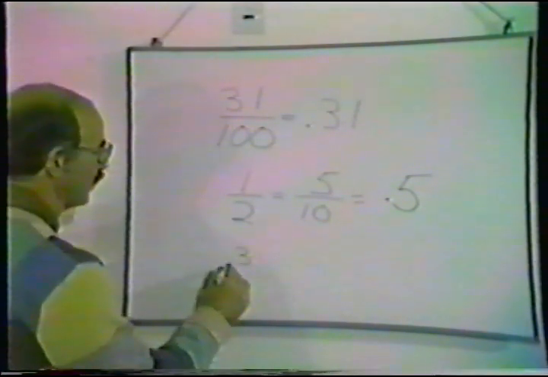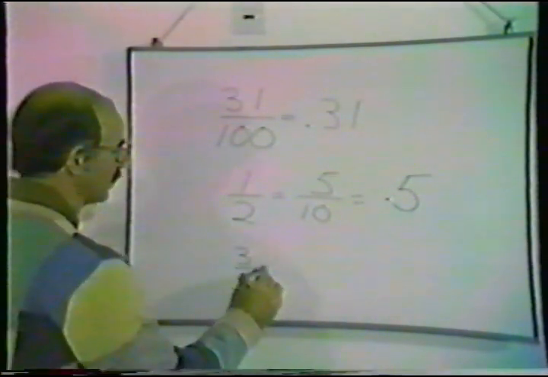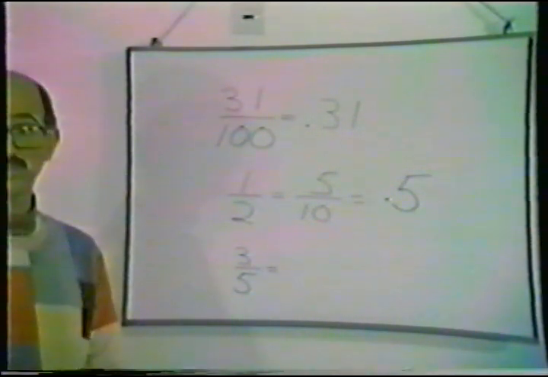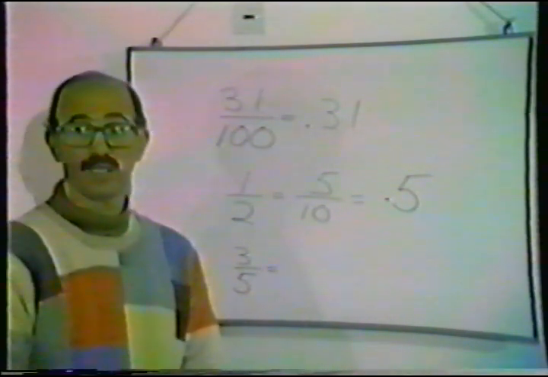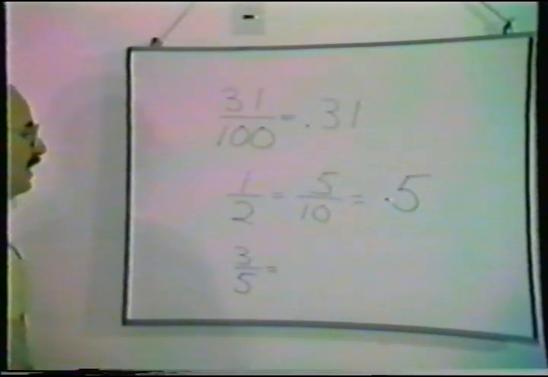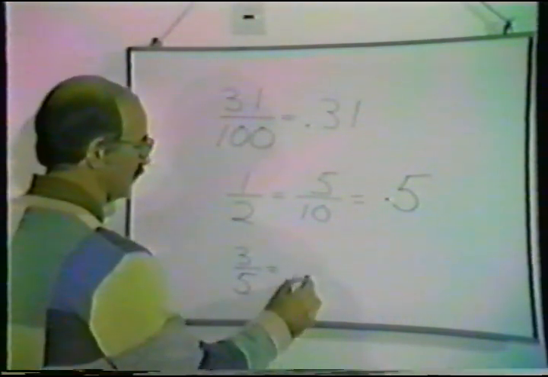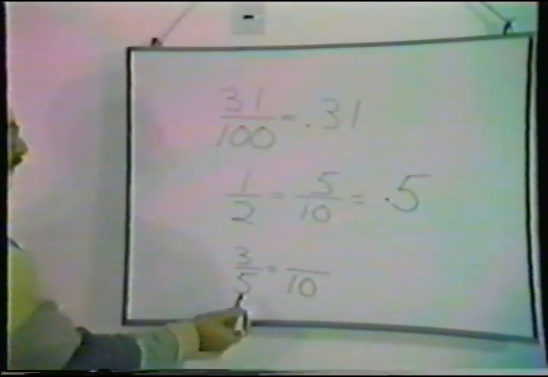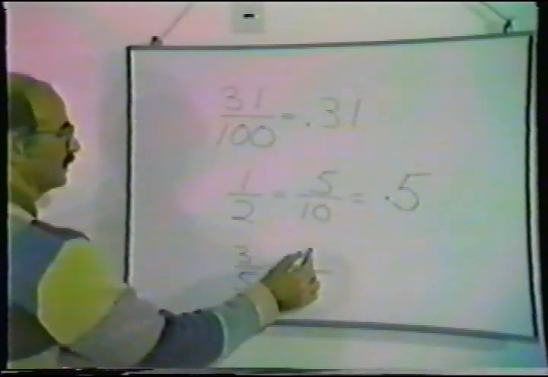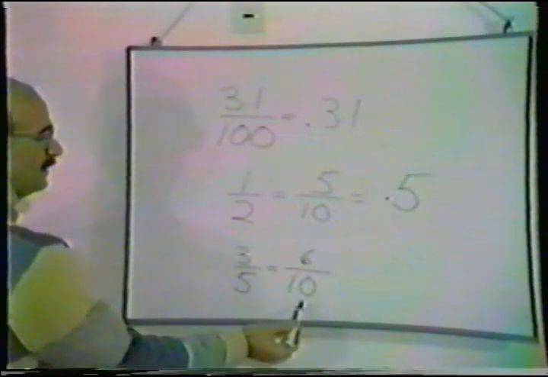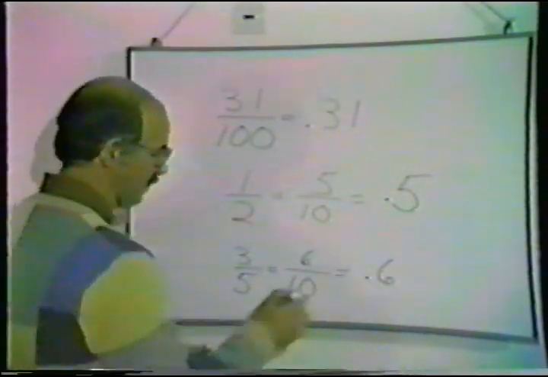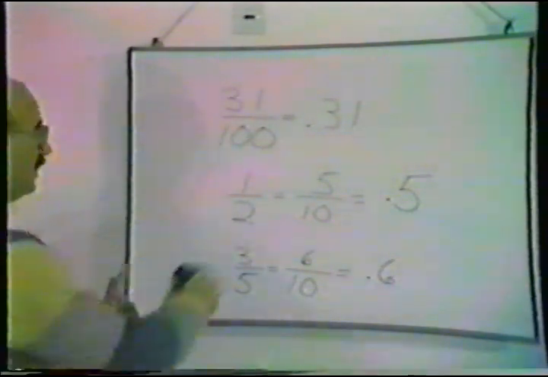How about 3/5? Is the bottom number already 10, 100, or 1,000? No. Can we make it 10 or 100? Yes. We can make it 10. 5 into 10 goes 2. Times 3 is 6. Read it. 6 tenths. Which, of course, is 0.6.